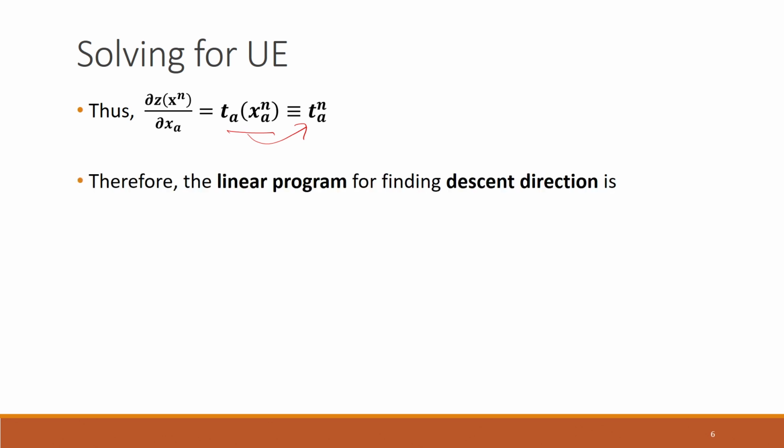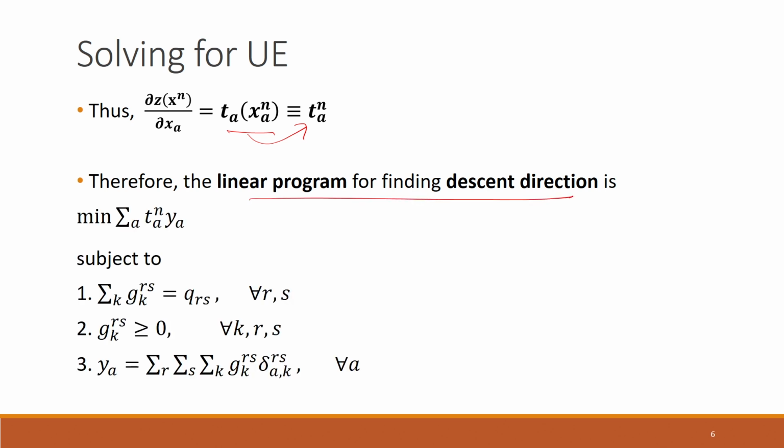So therefore, the linear program for finding this descent direction is as follows. We have this as the objective function. We have now replaced the partial derivative of the function z with respect to the flow on link A by this constant t_a^n times ya, where ya is the auxiliary flow through link A. And then we have the usual constraints of the user equilibrium formulation. Now you can see here that instead of f^krs, there is this g^krs variable.